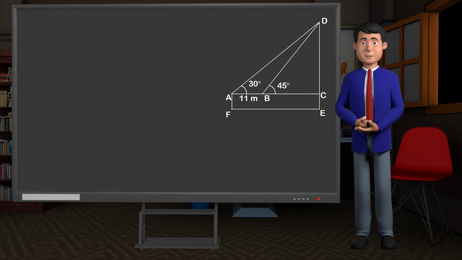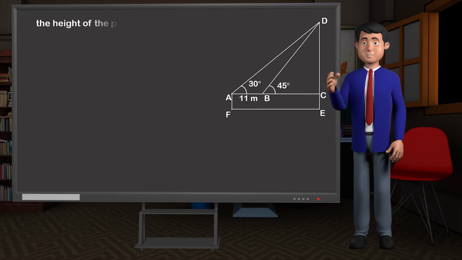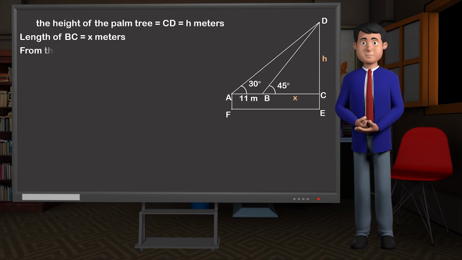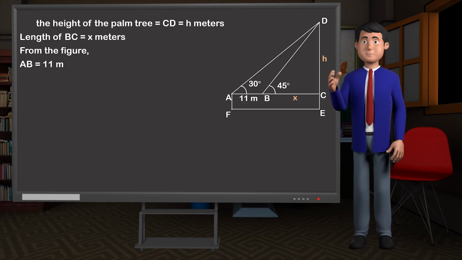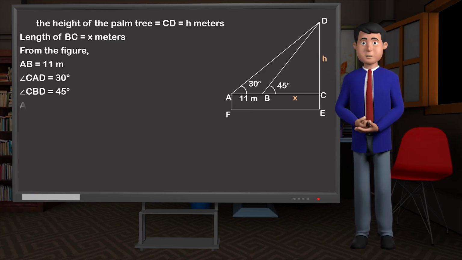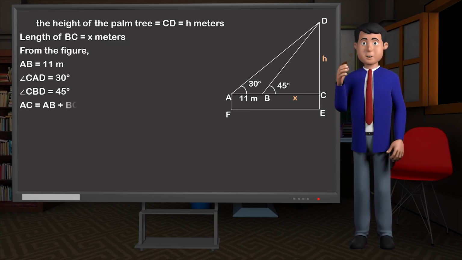Assume the height of the girl as AF. The height of the palm tree is equal to CD is equal to H meters. Length of BC is equal to X meters. From the figure, AB is equal to 11 meters. Angle CAD is equal to 30 degrees. Angle CBD is equal to 45 degrees. AC is equal to AB plus BC is equal to 11 plus X.